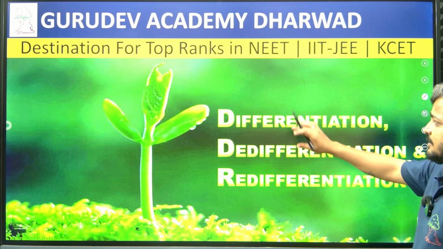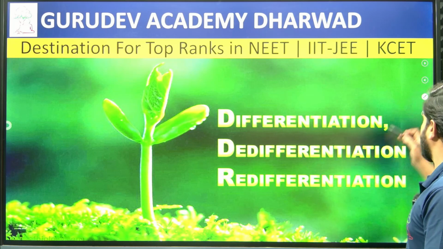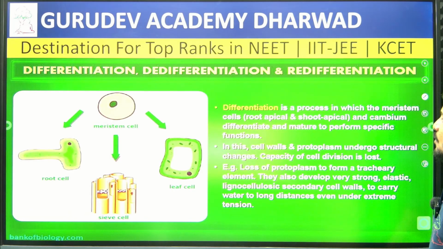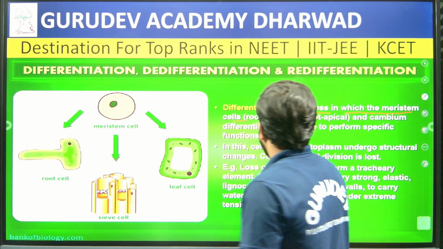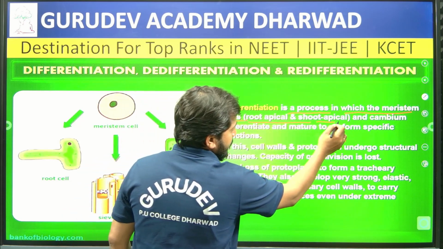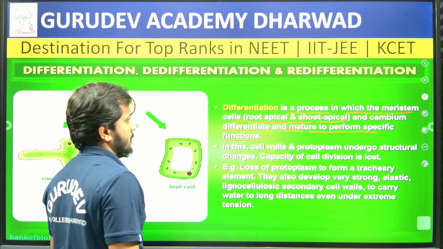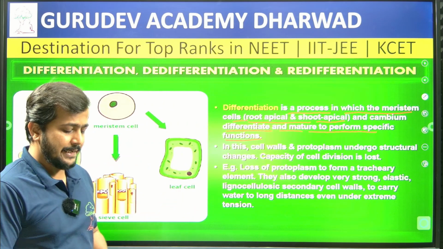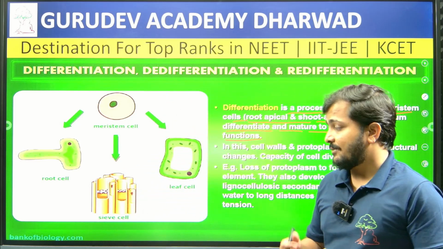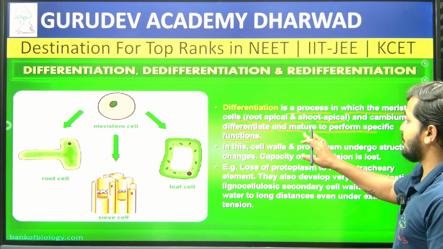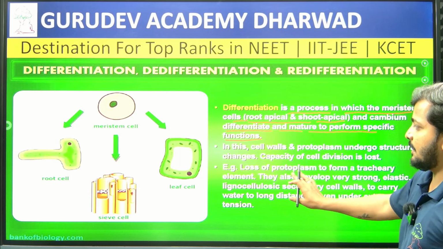Then we will see how differentiation, dedifferentiation, and redifferentiation of cells take place. So what is differentiation? It is a process in which the meristematic cells, mainly the root apical, shoot apical and cambium, differentiate and mature to perform a specific function. So differentiation is nothing but meristematic cells present in the root and shoot dividing, and after dividing they mature and perform a specific function. That is what you are going to see.